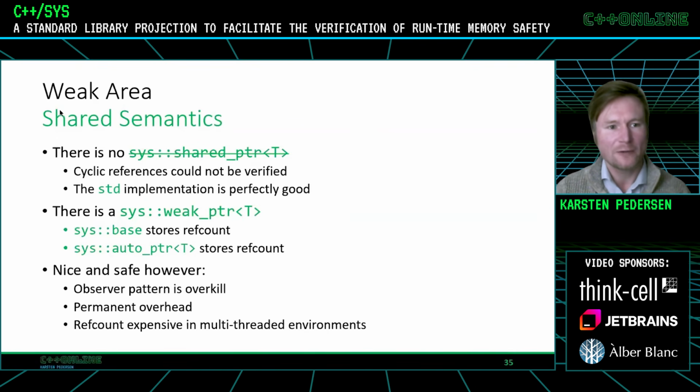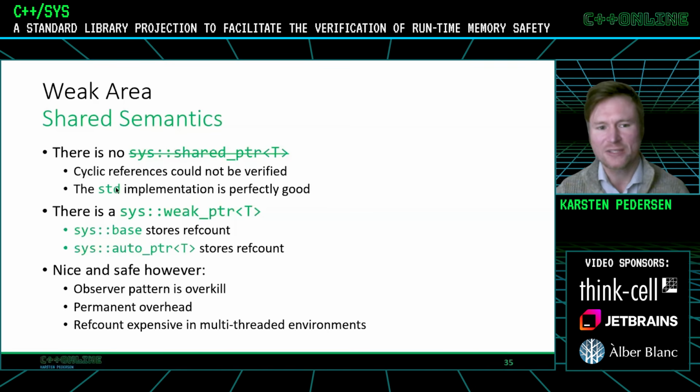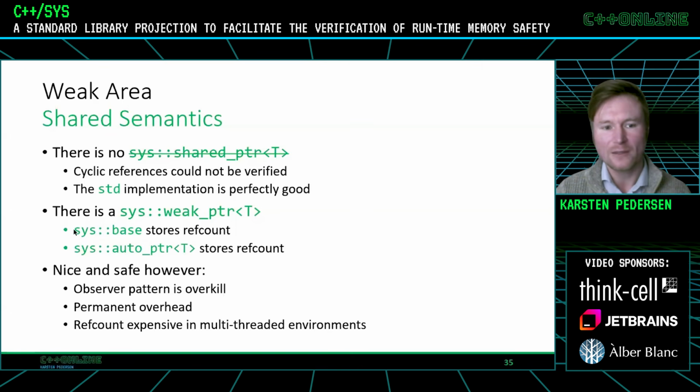So another slightly weak area is shared semantics. We don't have shared pointer just because there was no easy way to verify cyclic references, plus the standard implementation is perfectly good. If you want very flexible observer patterns, go with that. But there is a sys weak pointer, and it basically stores its ref count in the base object or an auto pointer, which is, to be honest, very similar to a shared pointer.